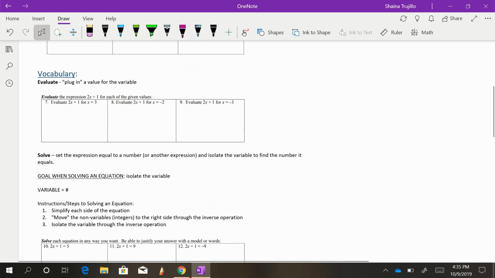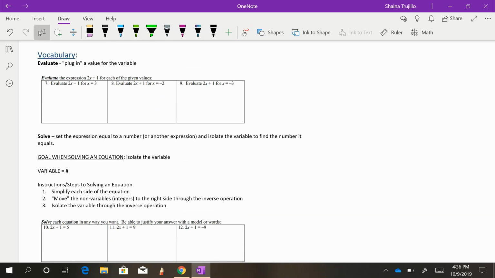Okay, the vocabulary that we're going to go over today, we have 2 vocabulary words, and sometimes we tend to get these confused, so I really want you to write this down and make sure that you understand the difference. Our first vocabulary word is evaluate. Now, when we evaluate something, we just plug in a value for our variable.